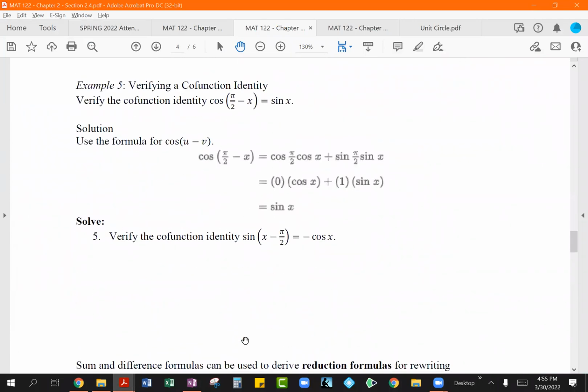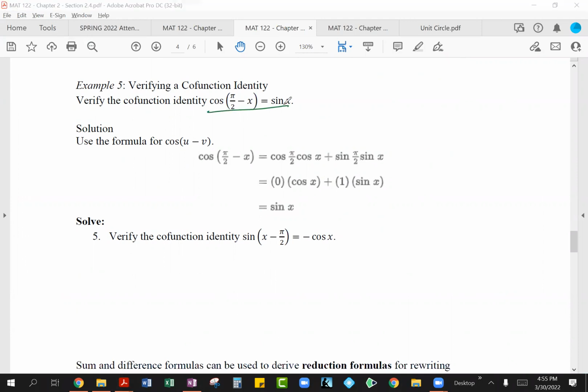So, they kind of continue the same process, and they've got a couple different examples more for you to look through. So here they're using the idea of the sum and difference formula to help you verify identity. You are given cosine of pi halves minus x, and they're asking you to verify that it will in fact give you sine of x. So, again, they're using the u minus v property here. So cosine of u, cosine of v, plus sine of u, sine of v.